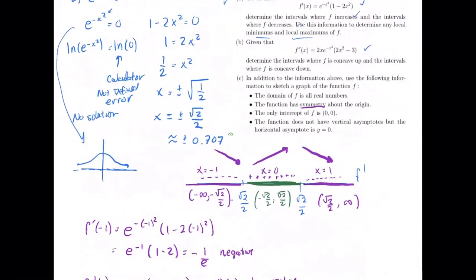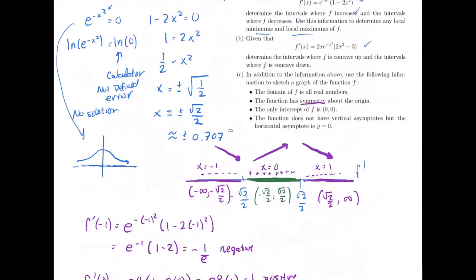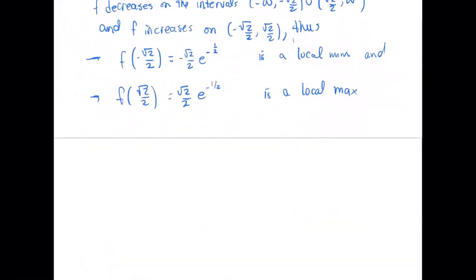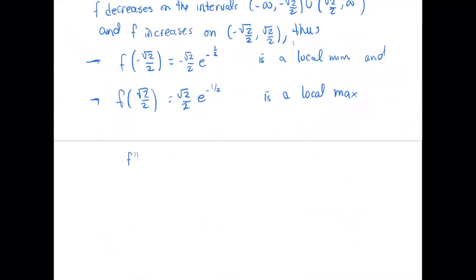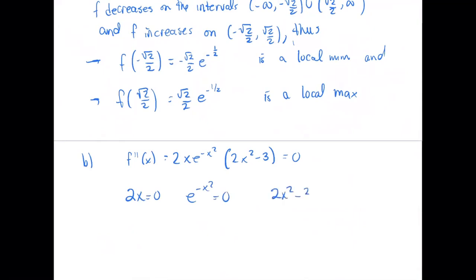In part B, we want to do something similar using the second derivative here. So using the second derivative, can we determine the concavity of this function? And to do that, and this video might be a long one, we take that second derivative, f double prime of x, this is part B now. And we do 2x squared minus 3. And again, we set it equal to 0. So we have 2x is equal to 0, e to the negative x squared is equal to 0, and 2x squared minus 3 is equal to 0.